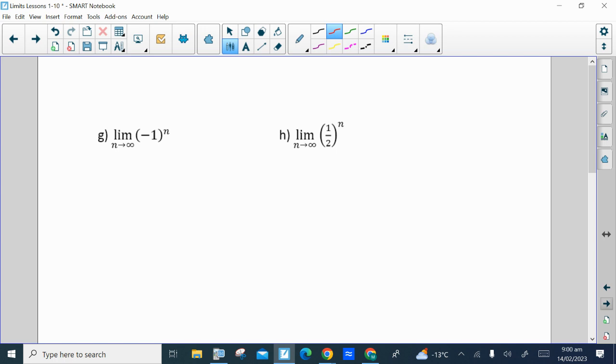But in some cases, you have no choice, but you have to use that table of values method, the guess and check method if you want. Okay.